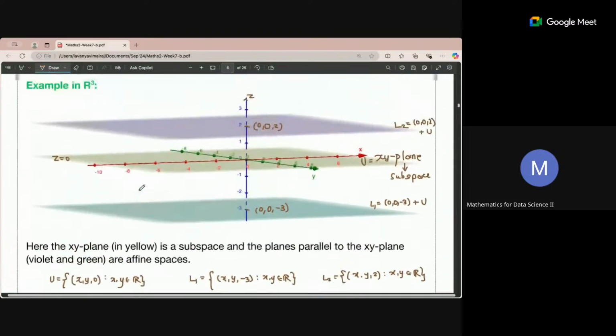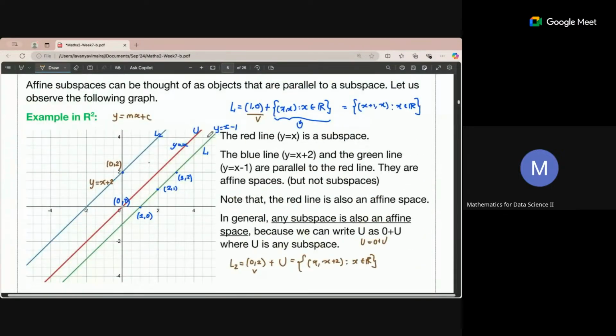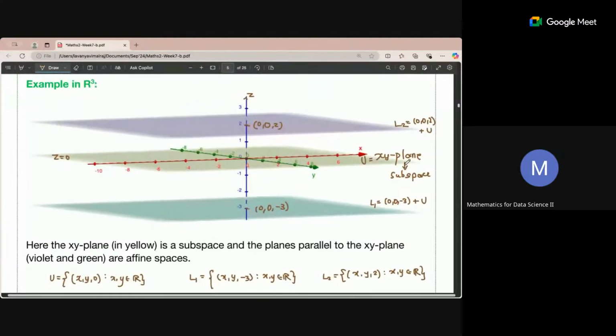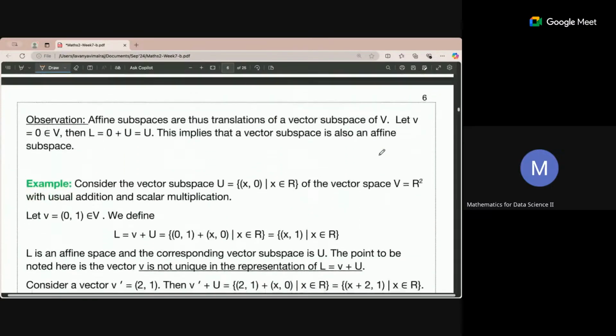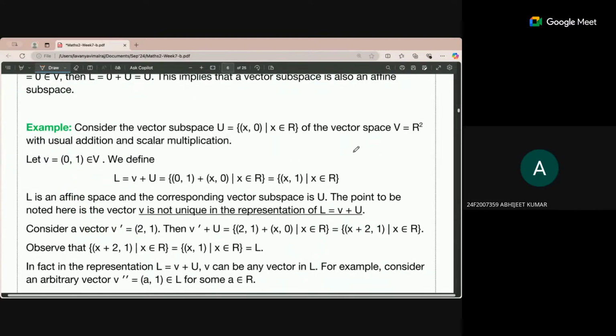That is what I mentioned here also. For example, I already told you this U is also an affine space because I can write it in this way. Same here also, I can write it as (0, 0, 0) plus U. So this is also an affine space. Okay, fine. Here is an example. Consider the vector subspace U, the set of all (x, 0) such that x is in R, of the vector space V equal to R2.